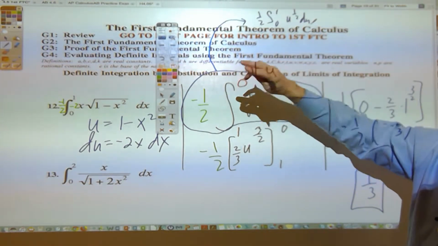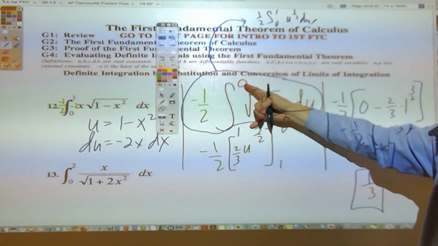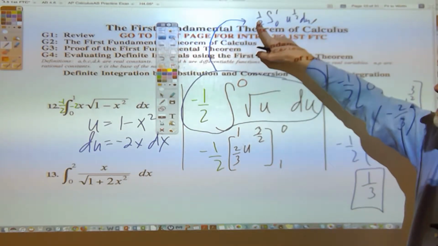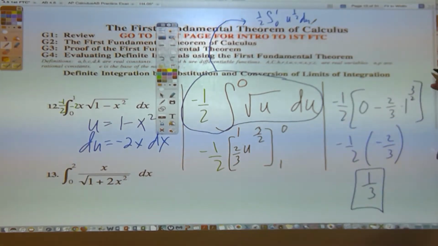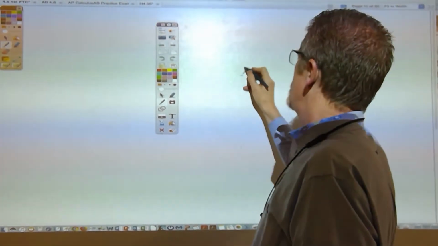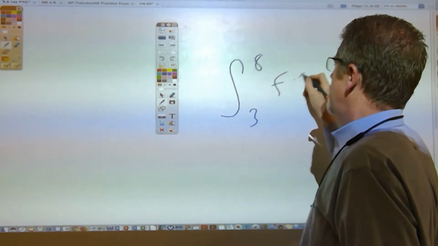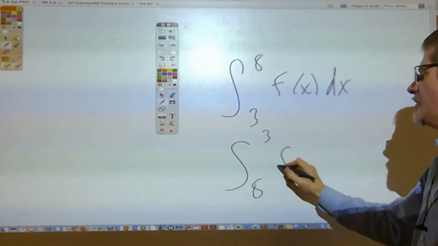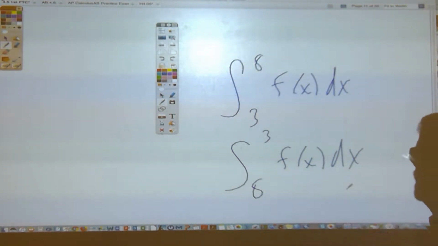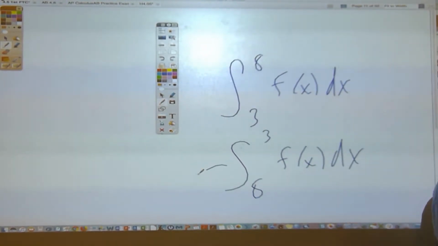So, when you change the order of limits of integration, you can do that as long as you agree to multiply your answer by -1. Basically what I'm saying is this. What I'm saying is that if you have the problem integral from 3 to 8 of f of x dx, you can change it to the integral from 8 to 3 of f of x dx, as long as you multiply your answer by -1.